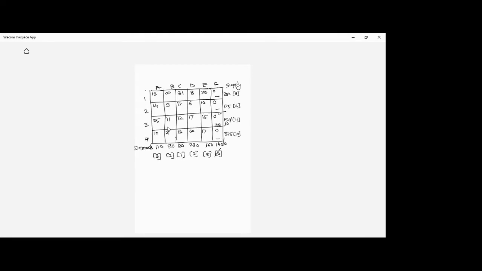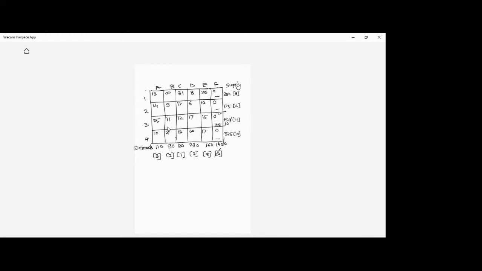Recalculating the penalties for column A, it will be the same. That is 13 minus 10 is 3. Next it is 11 minus 9, it is 2. For column C, it is 13 minus 12, that is 1. For column D, it is 8 minus 6, that is 2. For column E, it is 15 minus 10, that is 5.